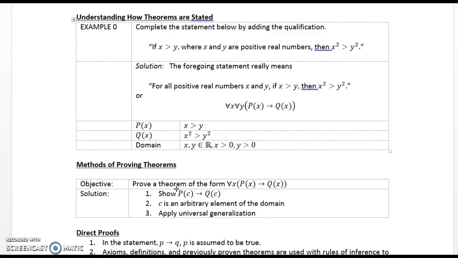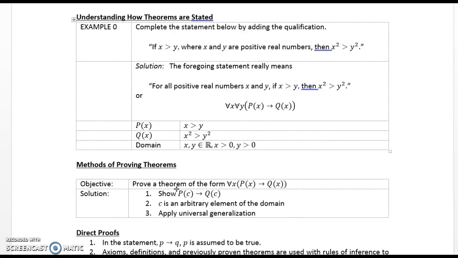Understanding how theorems are stated. Example 0. Complete the statement below by adding the qualification. If x is greater than y, where x and y are positive real numbers, then x squared is greater than y squared. Solution. The foregoing statement really means for all positive real numbers x and y, if x is greater than y, then x squared is greater than y squared.